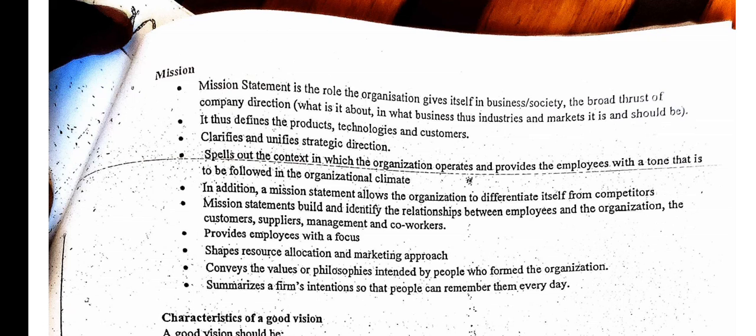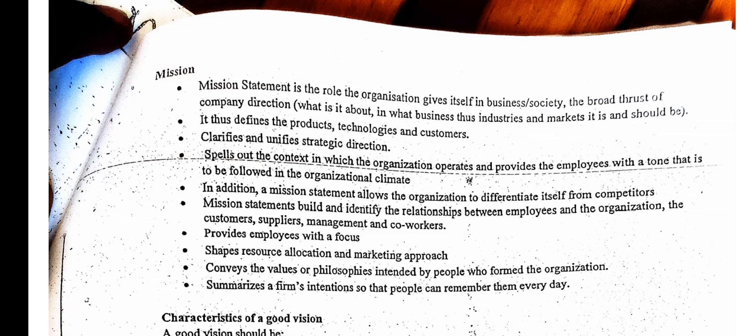The broad thrust of company direction. So you define what the mission is, then it thus defines the product, the technologies, and then the customers. It clarifies and unifies the strategy direction because the mission has to be in line with the vision. So it clarifies and unifies strategy direction.